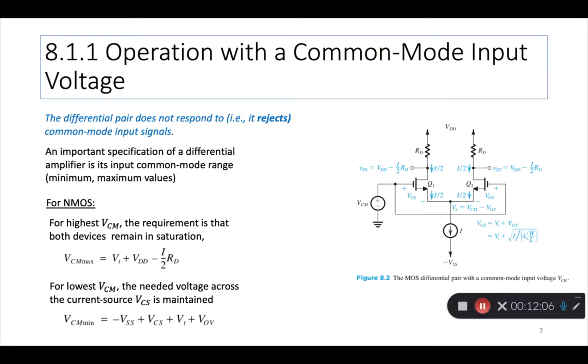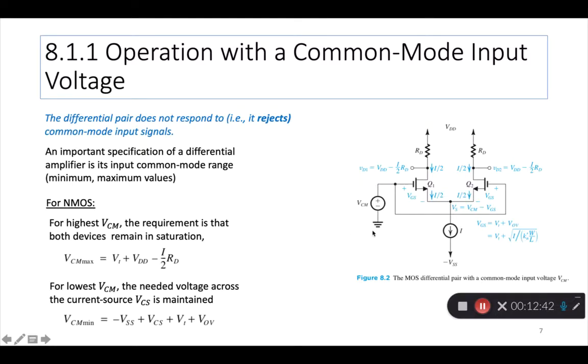So one thing, and this is shown clearly in the textbook, so you should read it also. As you change VCM, you can have it at a low value, 0.1 volt or 0.2 volts, or you can have a high value like 1 volt, 1.5 volts, whatever. What you'll notice is none of that appears in the output. The output is always going to be fixed like this.